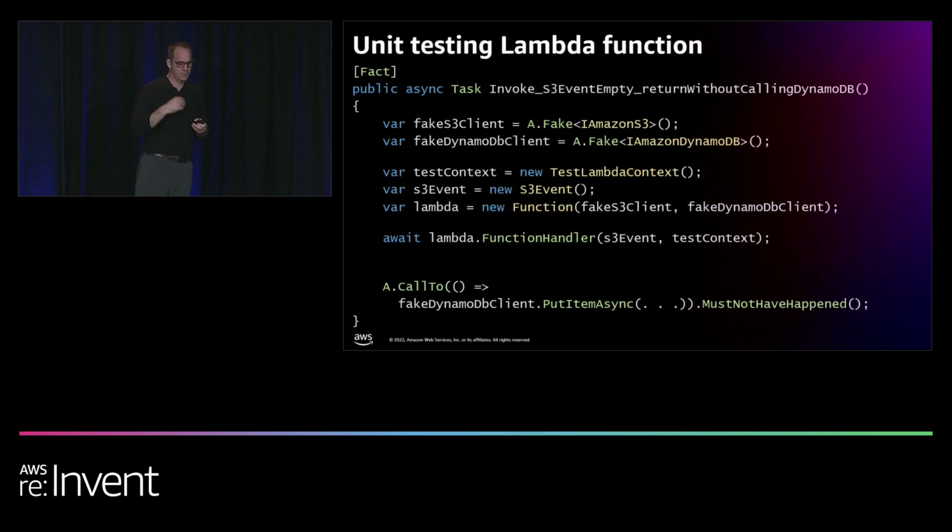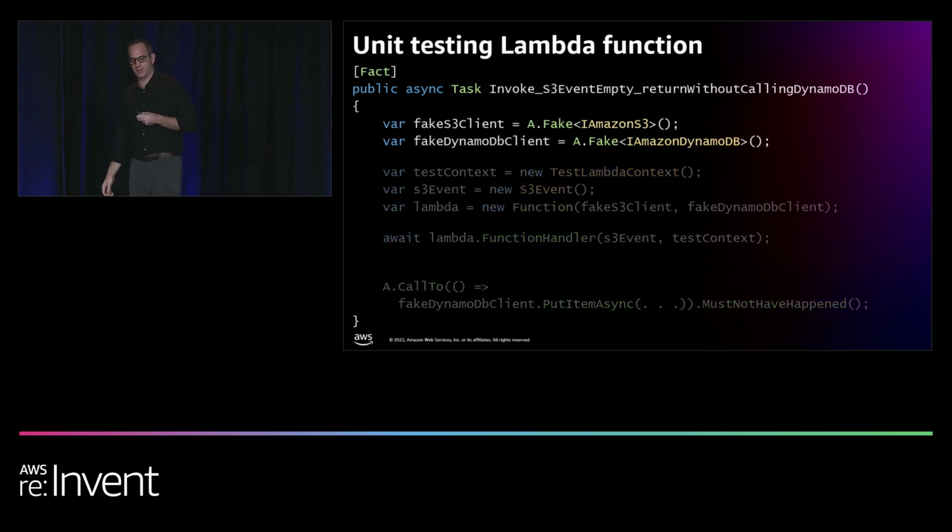This is a very simple, trivial test. The first test I will probably write. And in this case, I'm testing that if I get an event from S3 and I have a problem because the event did not have the information I need, I shouldn't write anything in my database. And it starts by creating two fake objects, a fake S3 client and a fake DynamoDB client. I'm using FakeItEasy, an open source mocking framework for .NET. And once I have those two fake objects, they do absolutely nothing unless I tell them to do that in the context of the test.